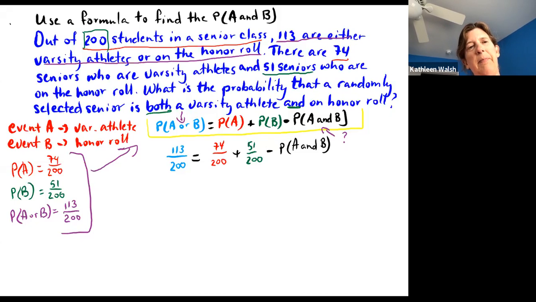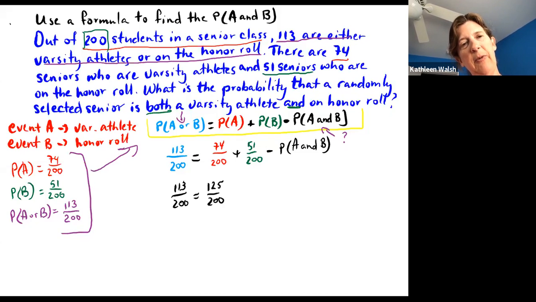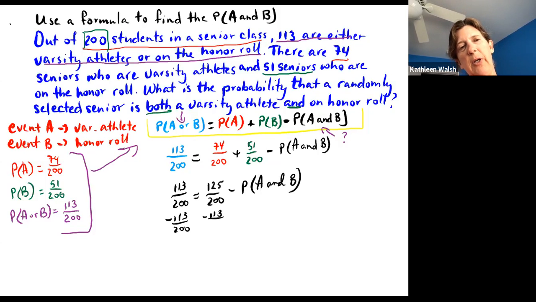And I'm going to do some quick math here. I have 113 over 200 is equal to 74 plus 51, which is 125, over 200, minus the probability of A and B. That's my unknown. I'm going to subtract 113 over 200 from both sides. It's just basic, using the subtraction property of equality to solve for an unknown. And that makes that 0. So we get 0 is equal to 125 minus 113, which is 12, over 200, minus the probability of A and B.